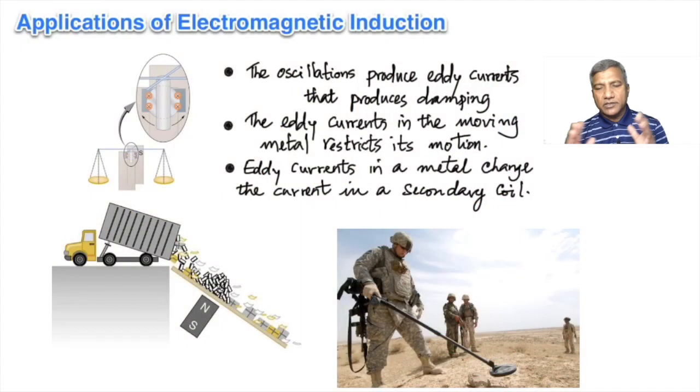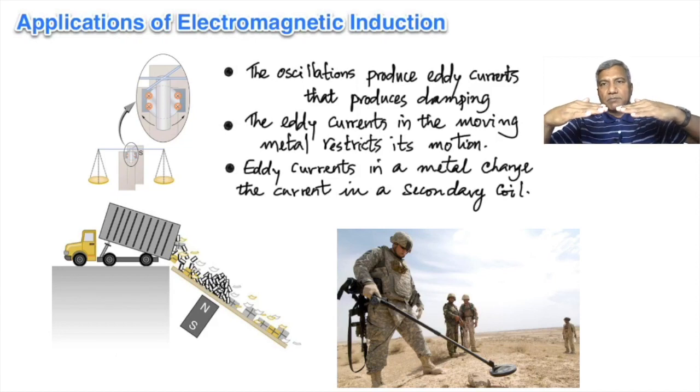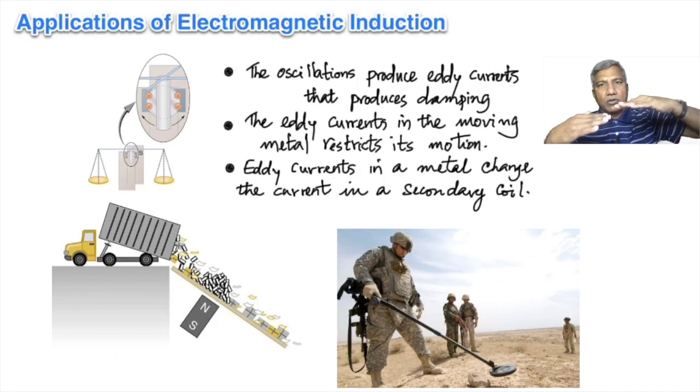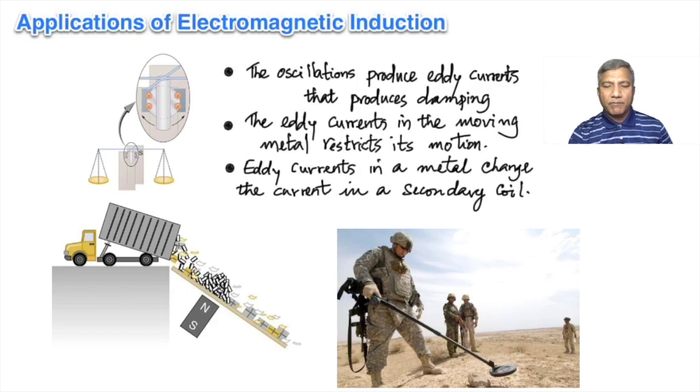Here are three quick applications of electromagnetic induction or eddy currents. First of all, magnetic damping in balances. Here you have a rotating disc that produces magnetic damping, and therefore the balance stops oscillating quickly. Otherwise, it would have taken a long time for it to become stable. In the second application, you see metal being dumped from a truck, and you have a magnet here. And any kind of metal, when it moves past that magnet, you're going to have eddy currents in it, and these eddy currents oppose its motion.